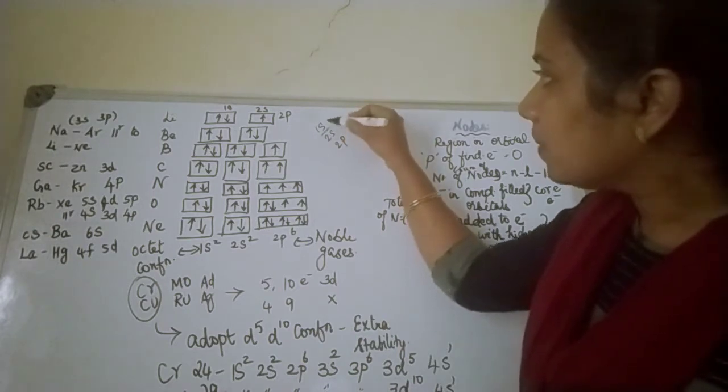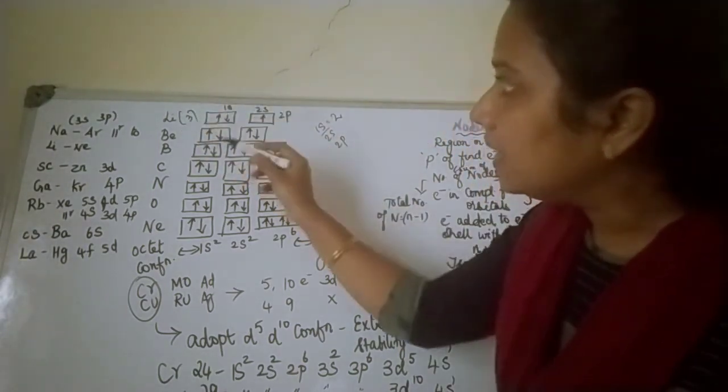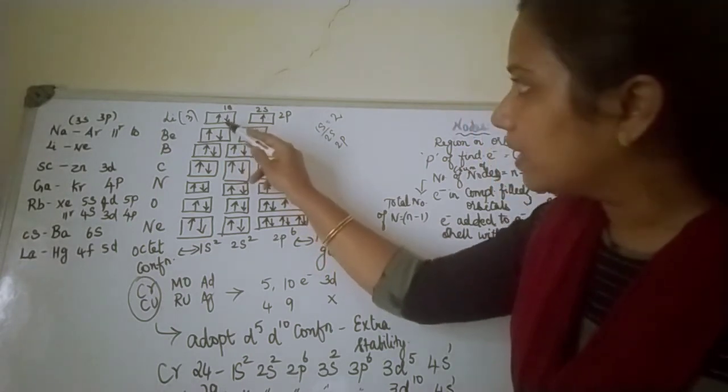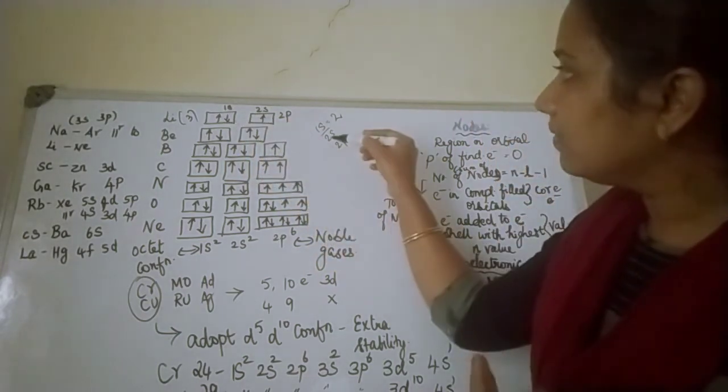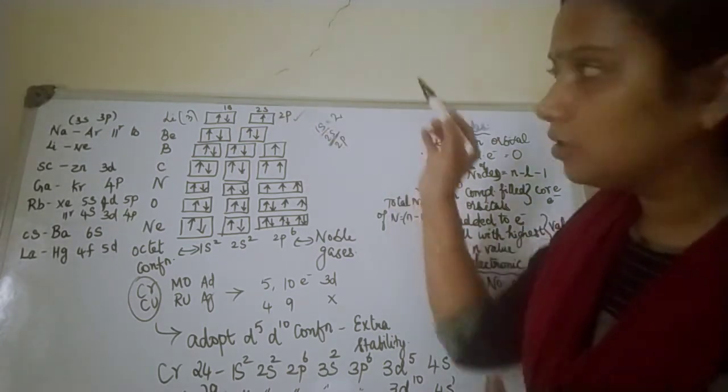I think in the previous session I have explained how to remember them. So 1s orbital can accommodate 2 electrons. Since lithium's atomic number is 3, I have filled 2 electrons in 1s orbital. So what is the second level? It is 2s. So I have moved here and I have put one more here. So done, atomic number 3 is done.